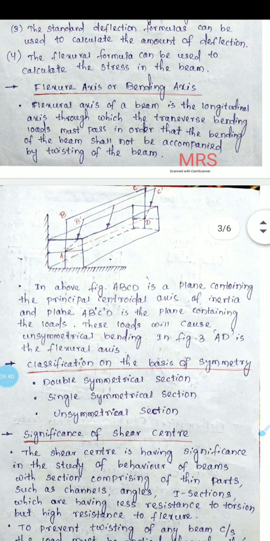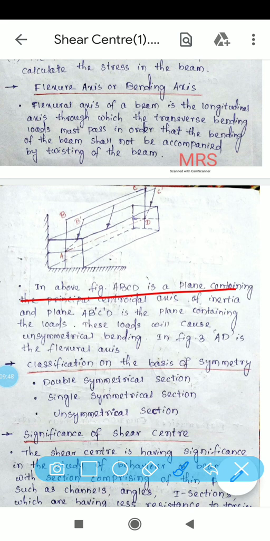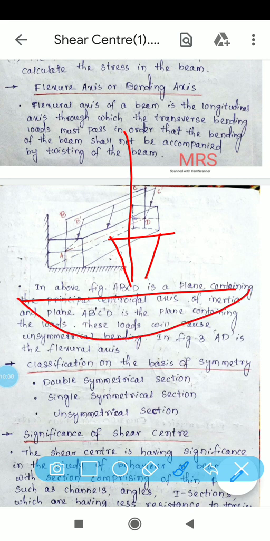So next is the flexural axis or bending axis. The flexural axis is a longitudinal axis through which the bending load must pass, so that no twisting takes place. So this is your bending axis.